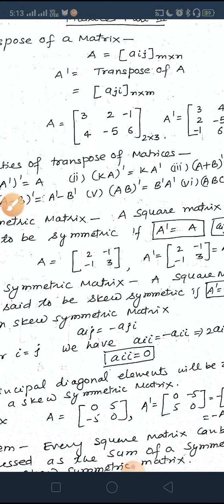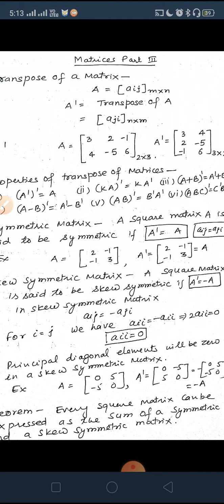Now let us check for the elements of the type i is equal to j. What does i is equal to j mean? i is equal to j are those elements A11, A22, A33, which means all these are principal diagonal elements. In these elements i will be equal to j.